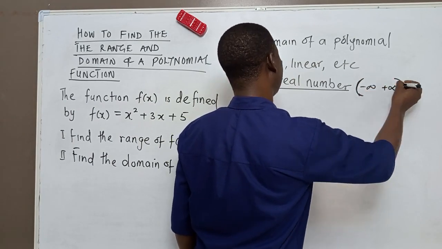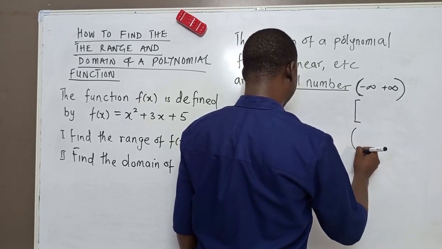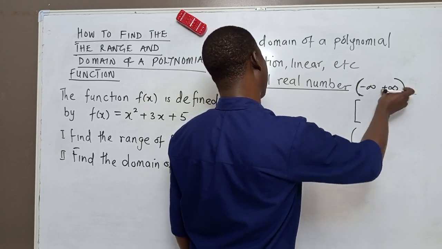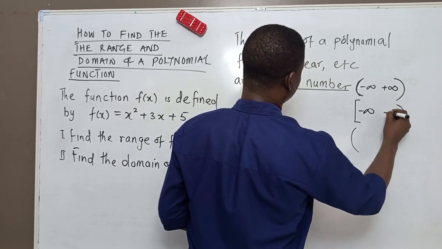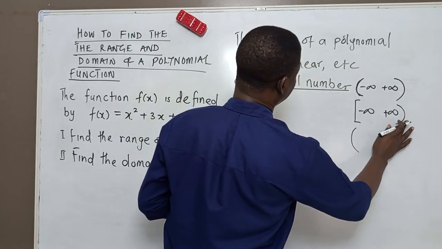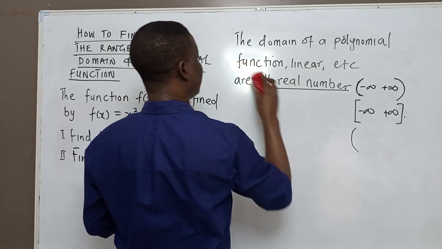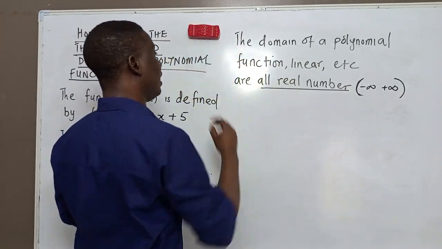So it should not be closed. It should be an open bracket, because we have the closed bracket and we have the open bracket. So this is open, this is open, open at both ends. If you close it like this, it's wrong. So I think the best answer you want to write is in this format.